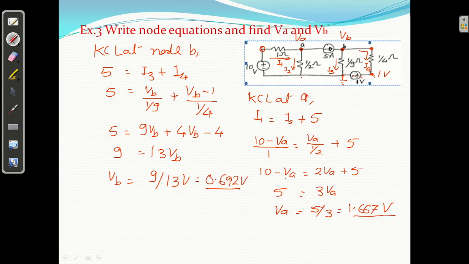0.692 volt I am getting, right? So I got two voltages, VA and VB. I have to find VA and VB, that is the answer. If suppose they asked to find I2, this current, so VA upon half. If they asked to find this I3, VB upon 1 by 9, like that. Okay, so this is the answer.